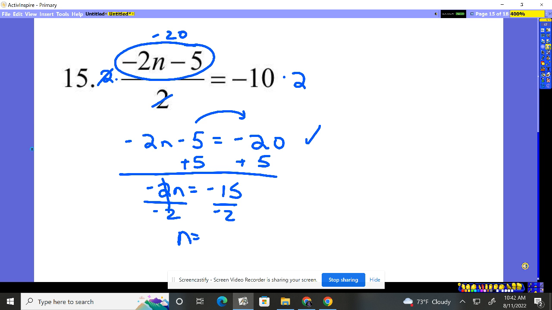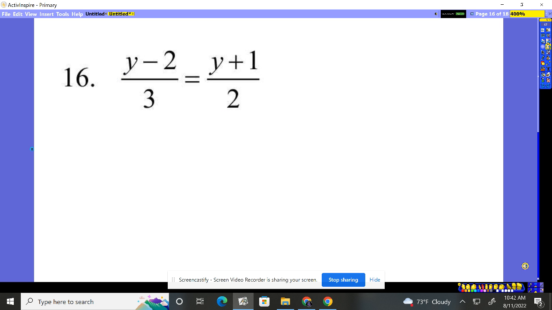If you have $15 and you got to divide it between two people, you're getting 7.5 each, which you can write as 7.5. Or I personally like to write it as a mixed number, 7 and 1/2. There's 15 over 2. Either way is fine.